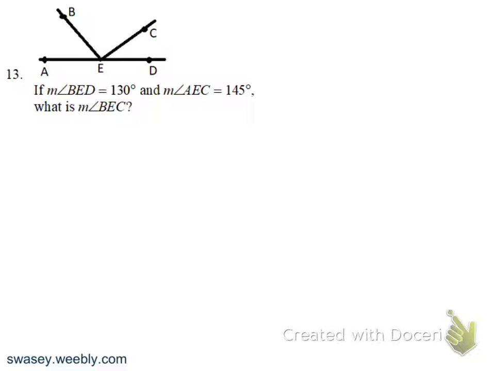All right, continuing the 9-week review. Straight angle is 180, so let's see, BED is 130. This angle is 130, so 180 minus 130 is 50 degrees.